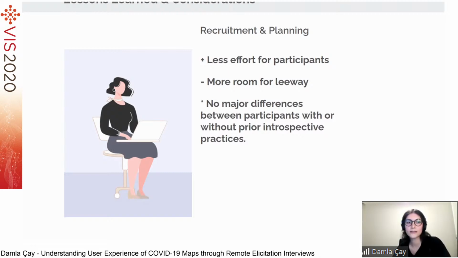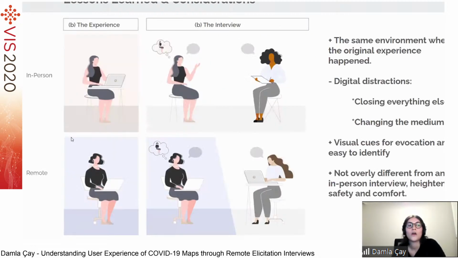Our participants had diverse levels of introspective practices, but we observed no major differences between participants with or without prior introspective practices. All of our participants visited the website from their homes and joined the interviews remotely. This setting fits the recommendation for conducting EI in a quiet place, as well as using the same environment where the original experience happened. On the other hand, our study setup created room for digital distractions.